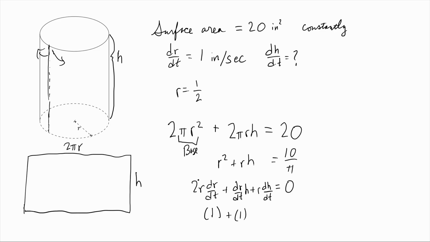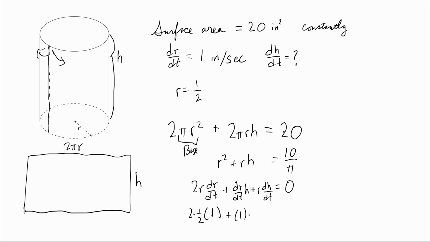And we know what r is at this moment. It's a half. We have 2 times a half. That's just 1. Okay, so 2 times a half is 1. I'll just write that out. Okay, but plus 1 times height. Oh, we gotta know what the height is at this moment in time. Well, I told you what the radius was at this moment. How would we get the height?